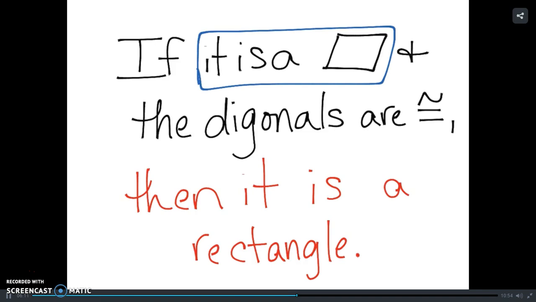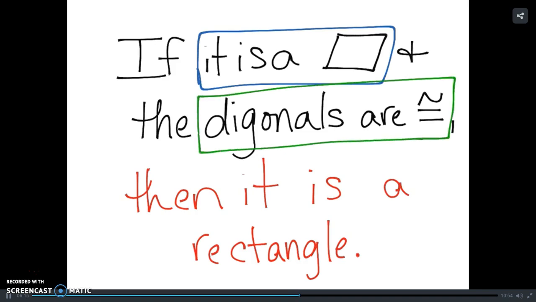Then the second thing we have to check is, are the diagonals congruent? So not only do they bisect each other like they did for all the other parallelograms, they also have to be congruent. If we can check those two things, then we'd be able to show that a shape is a rectangle. Okay, so that's going to come up in your questions.